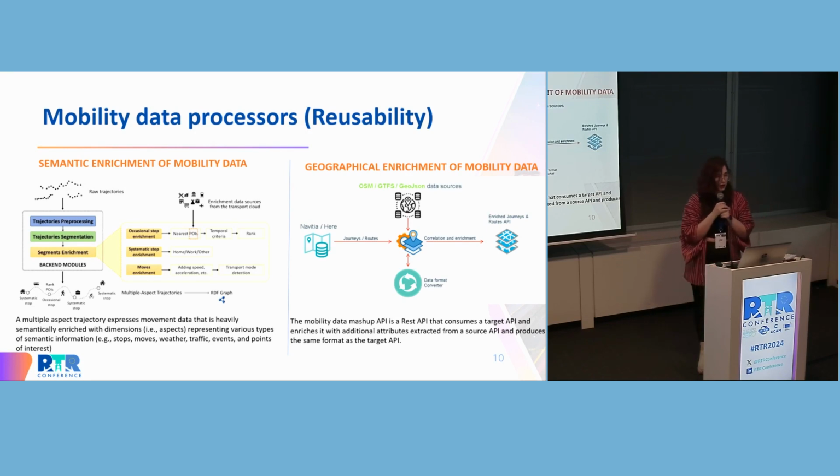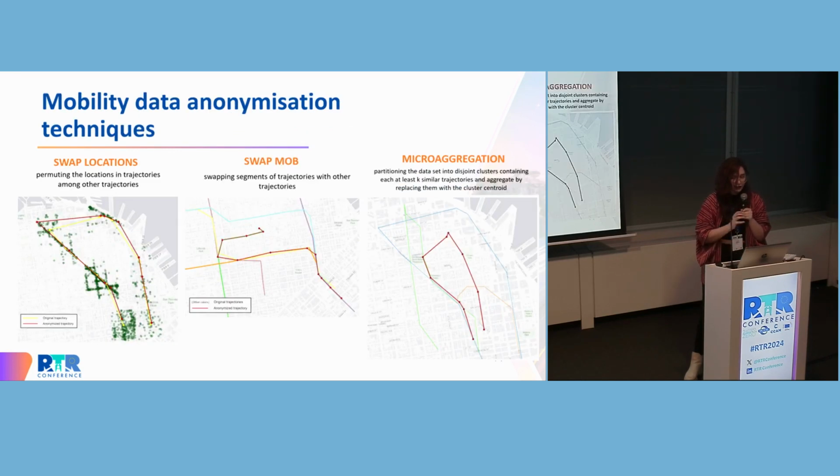We have on the one hand one for the semantic enrichment, which allows the data to be enriched in different aspects. If you have a trip, you can have it include more stops, more information about the stops, the weather, the traffic events, points of interest. And then we also have the geographical enrichment of data, which allows us to add additional geographical attributes to the data. And then finally, very, very relevant, as also comes up, is the anonymization technique, so that users can process personal data.